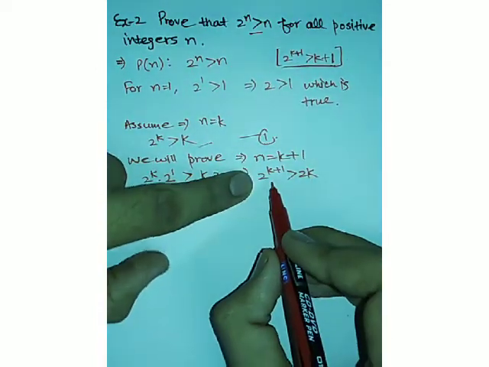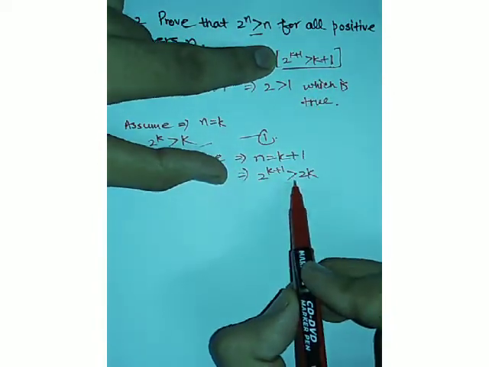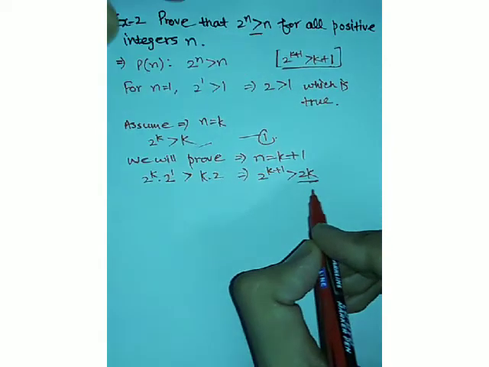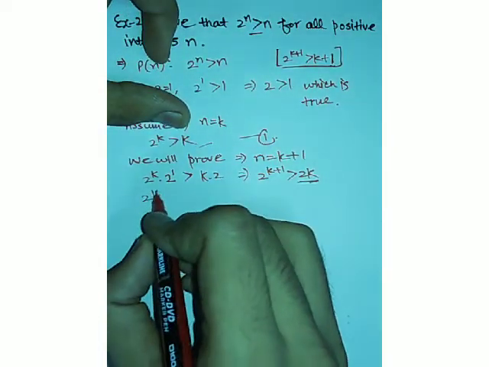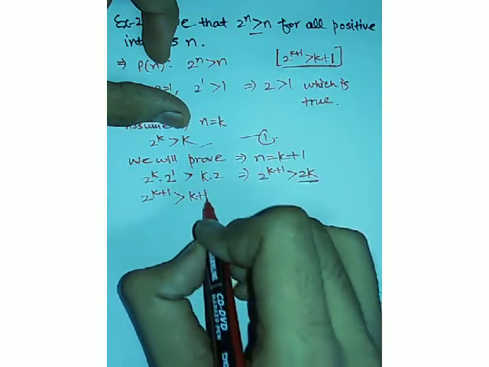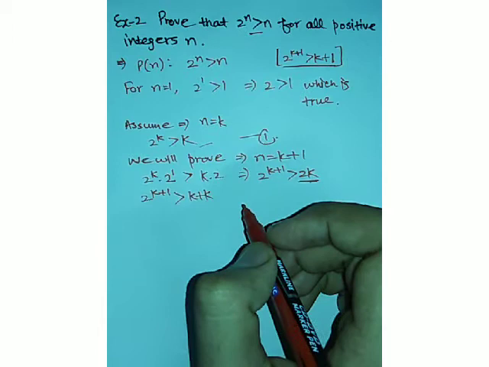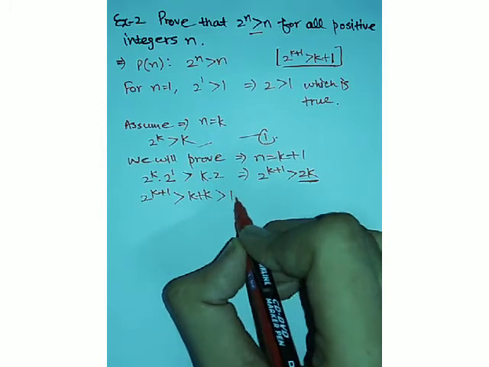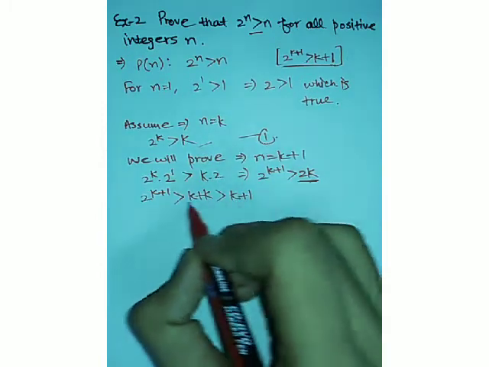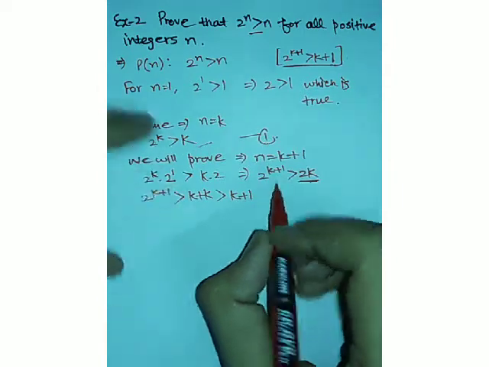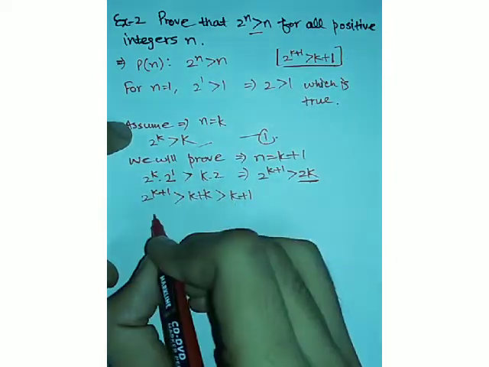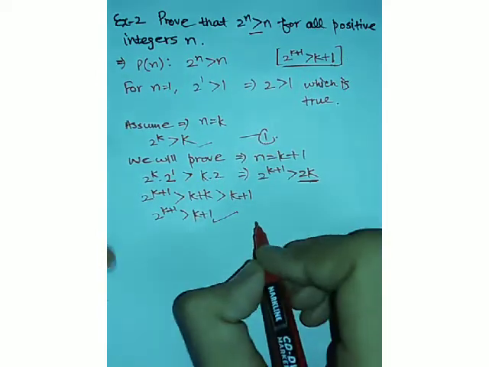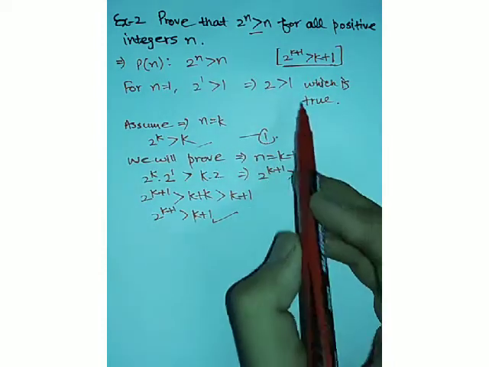Correct? Now we have got our left-hand side, that is 2 raised to power k plus 1, but here it should be k plus 1, not 2k. Now we will just break this down a bit. What will you get? 2 raised to power k plus 1 greater than k plus k. Can you write 2k as k plus k, right? Now you can see that k plus k is always greater than k plus 1. Correct? Because it's k plus k and it's k plus 1. So 2k is greater than k plus 1. This is what we were desiring. Correct?